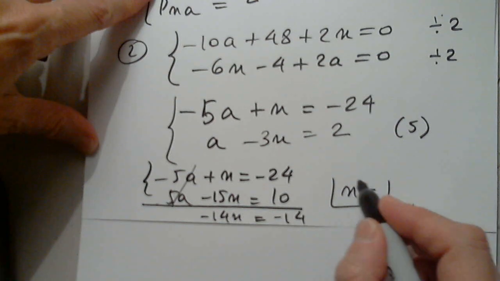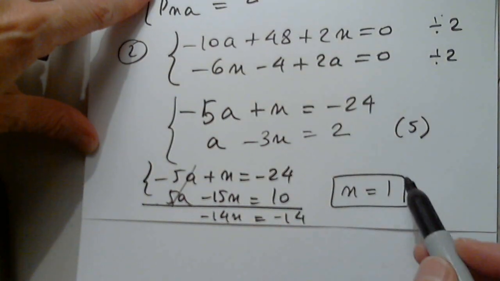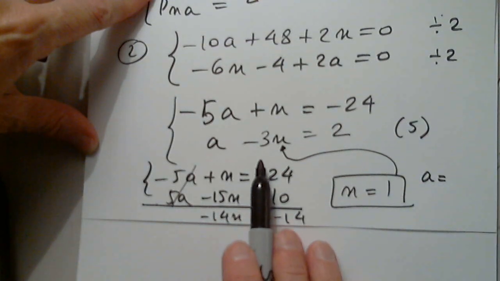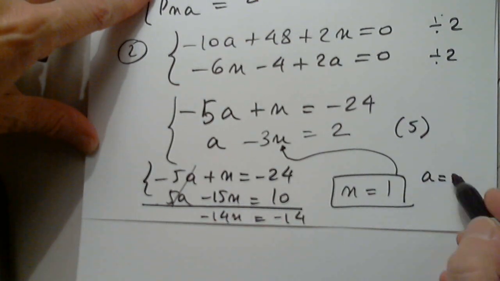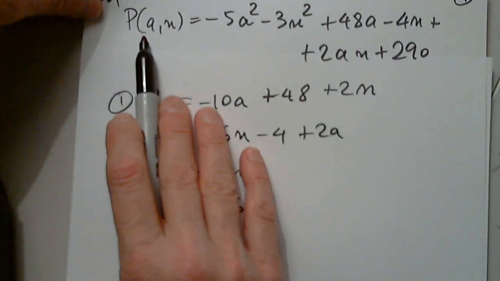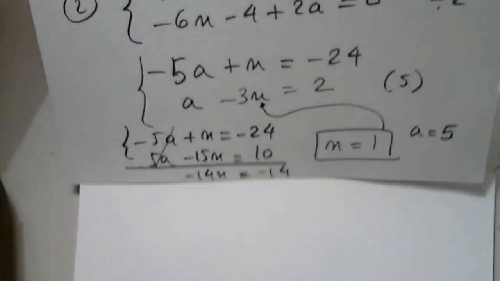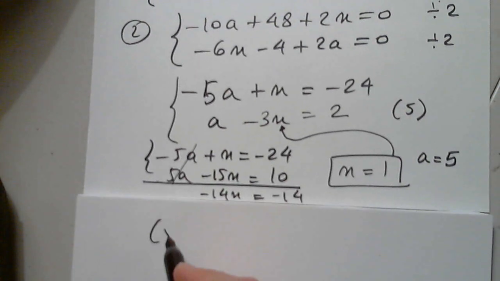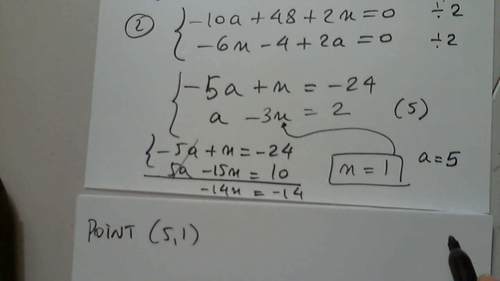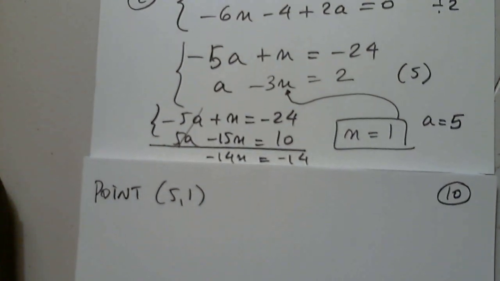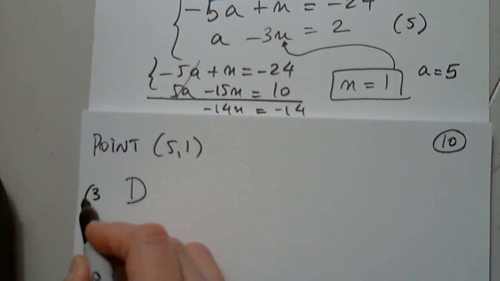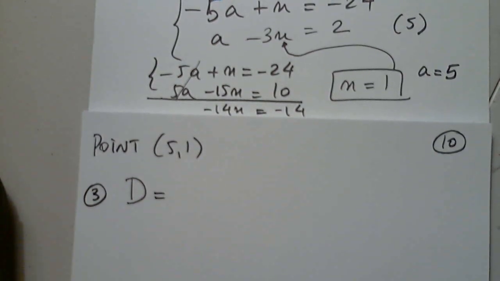I love it. N equals 1. If n equals 1, then a equals 5. Make sure that you present this in the correct order: a comma n. So a comma n is 5 comma 1. So this is the point in question. Now I have to calculate the D. In step number 3, calculate D.